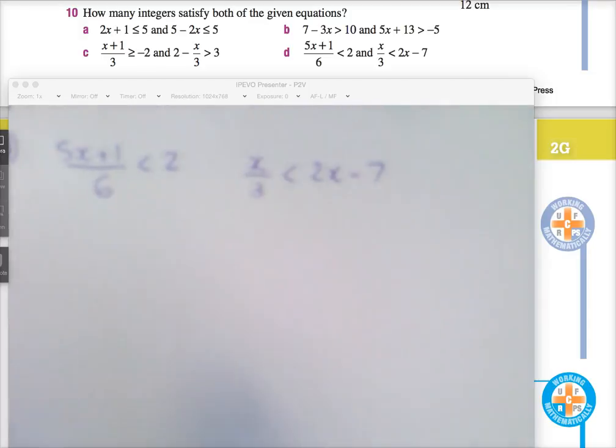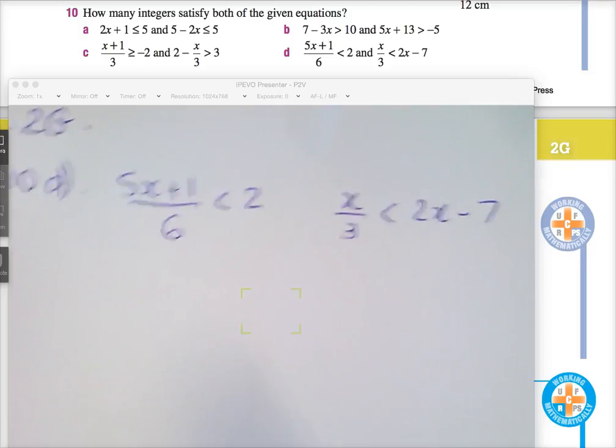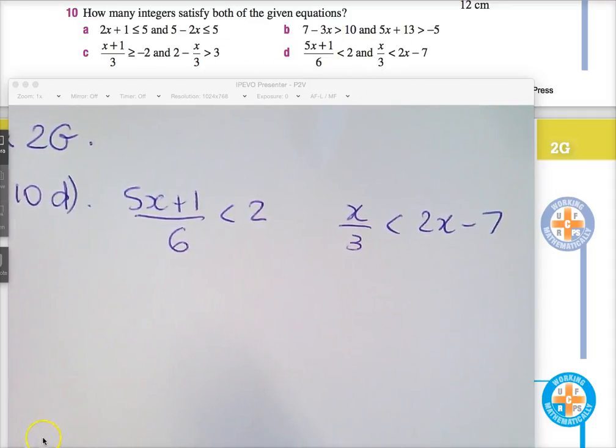Now, girls, I wouldn't worry about the wording of it. Just try and solve each. Look at your solutions and then see which solutions cross over. So, how many integers satisfy both of the given equations? We're doing question 10D. We need to solve both equations.